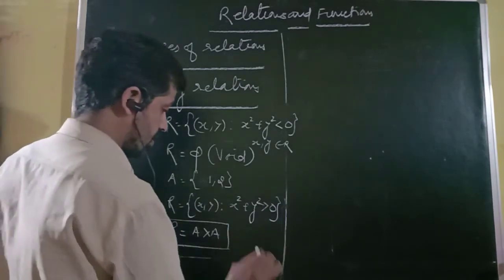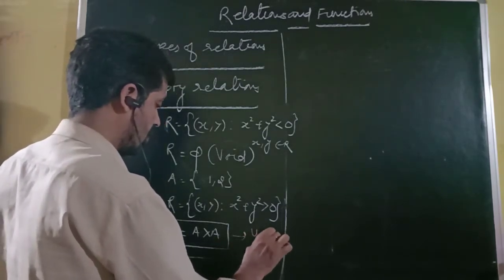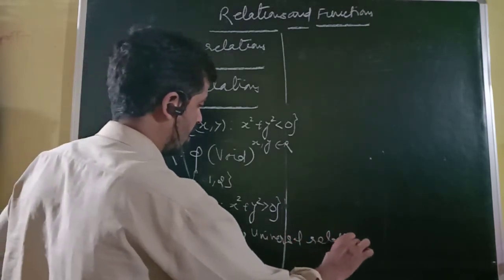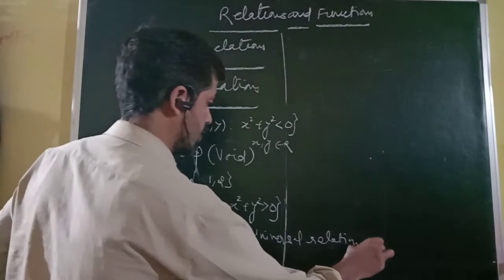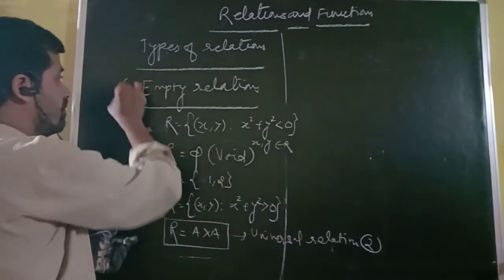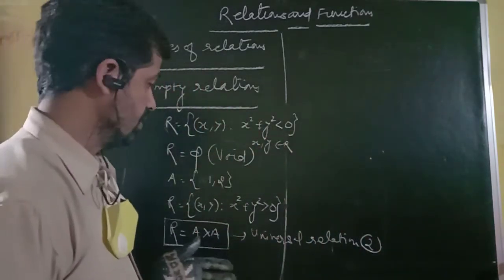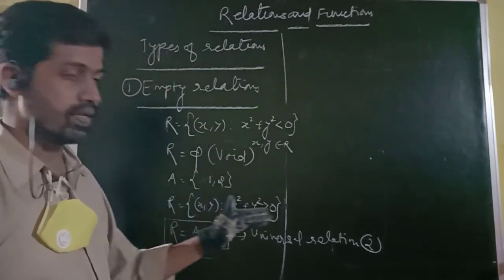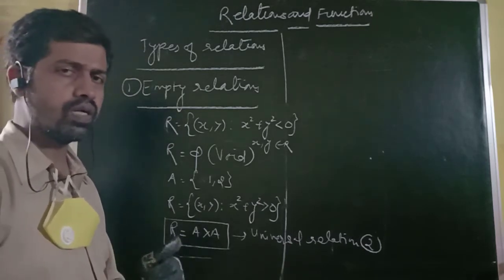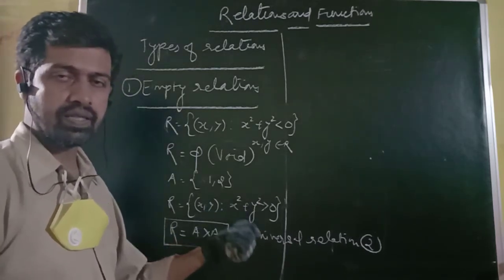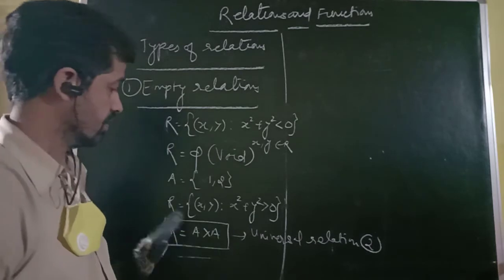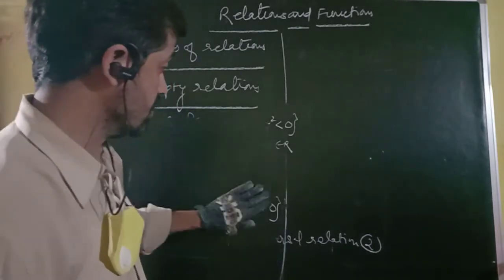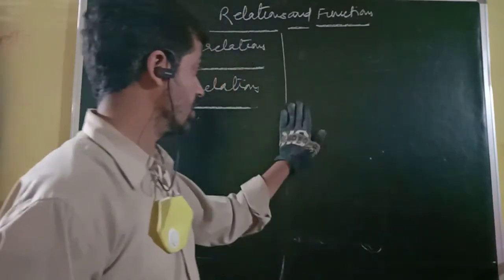Here I write down universal relation. This is type 2, sorry, this is type 2, this is your type 1. Hope it is clear. A universal relation satisfies all the ordered pairs, all the ordered pairs of A cross A satisfy the condition. This is a universal relation. So far we have studied two types of relations. One is empty, the other one is universal relation.